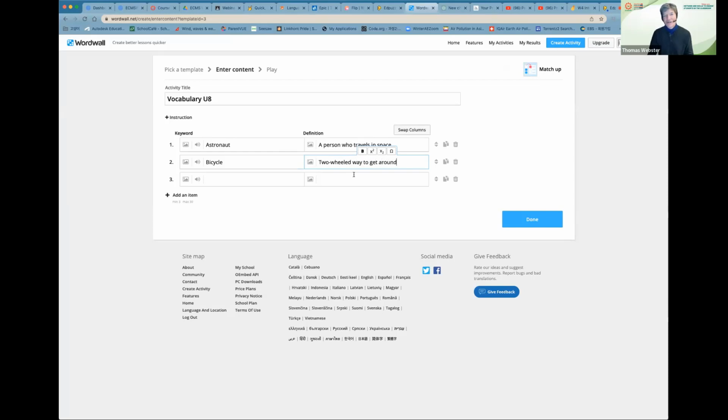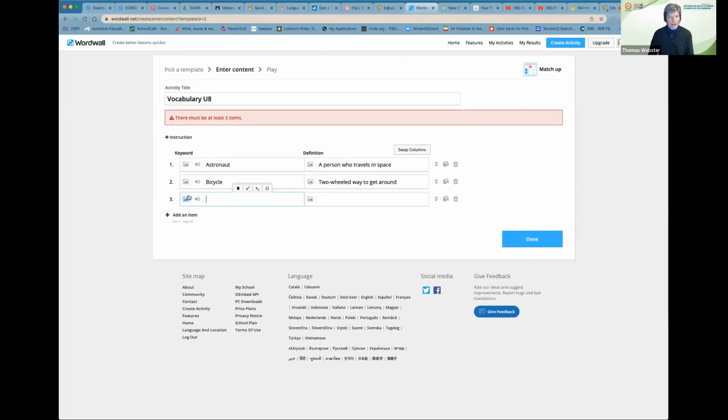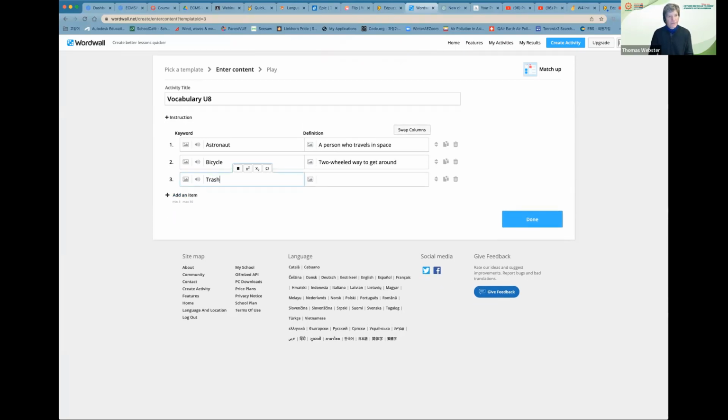Again, you can match this from what they have in the book or change it yourself to make it more readable. But let's just say we've got 2 of them, but you can keep adding items. But when you're done, what's the problem? There must be 3. Okay, I got to have 3 items. Okay, let's put trash. And trash is something you don't want. Very simple.